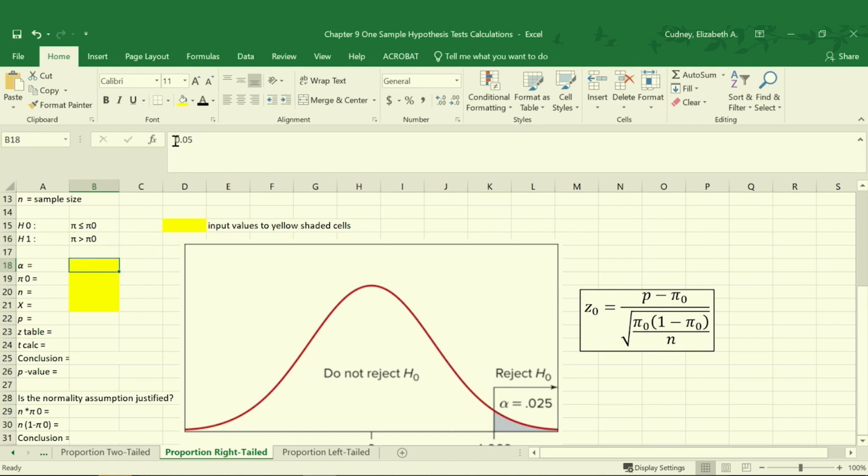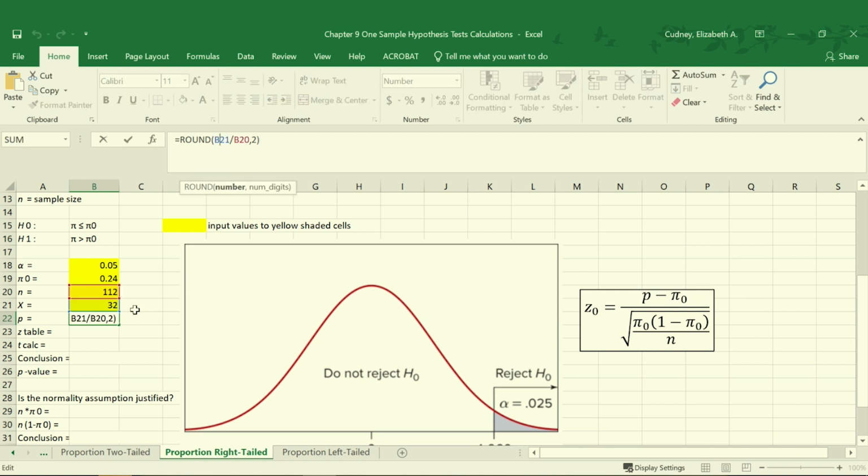In our problem, we're given the alpha value of 0.05. The pi naught was the historical percentage of 24%. Our sample size was 112. Of those, we had 32 that were single earners. So our p value then is going to be B21, which was our x value, our 32, out of 112 in our sample size. Now I've set this up to always round to 2 decimal places.